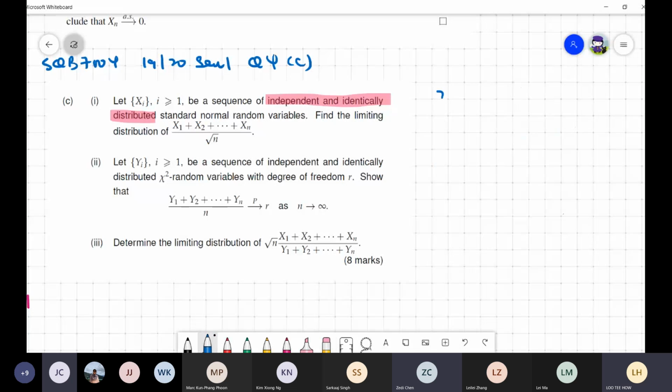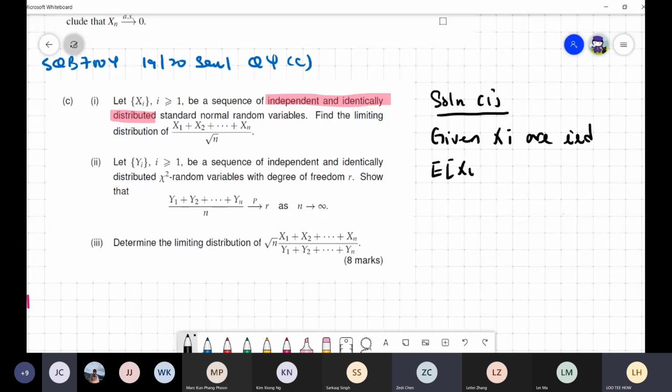Okay, we look at a solution for A. Given the Xi are independent with identical distributions, and the mean is equal to 0, and variance is equal to 1, because of the standard normal distribution.